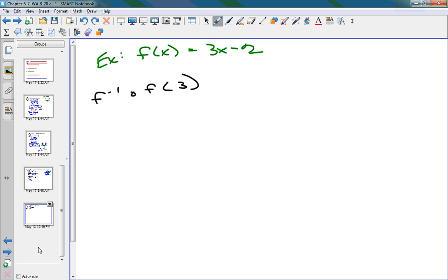F inverse of f of 3. The directions give you f of x is equal to 3x minus 2.